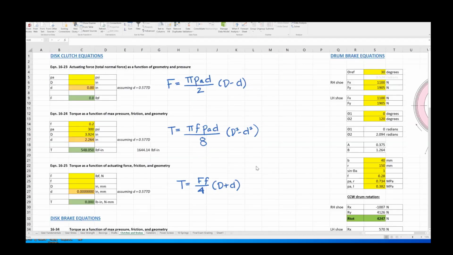So the critical thing to remember, it's said in the book, but I just want to reiterate it here. Equation 16.24. This is the torque as a function of max pressure, friction, and geometry for a single friction surface only. This also applies to equation 16.25. Torque is a function of actuating force, friction, and geometry. So let's do our total torque divided by the output per one surface. We get 2.99999, so essentially 3.